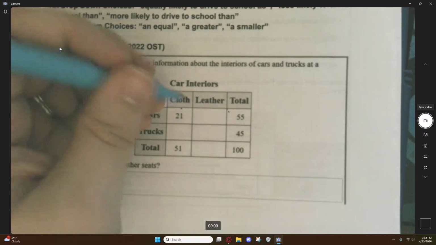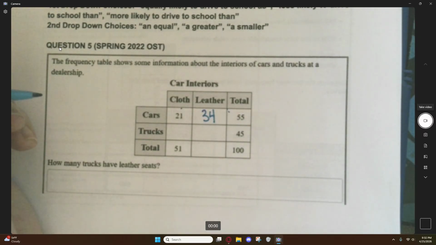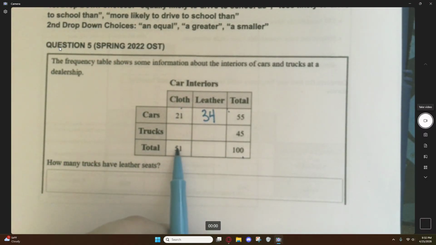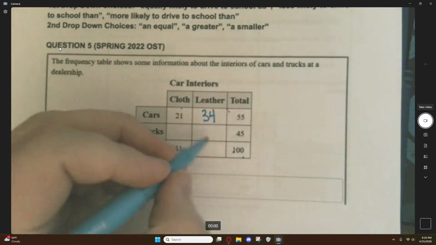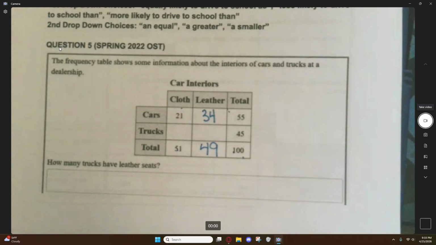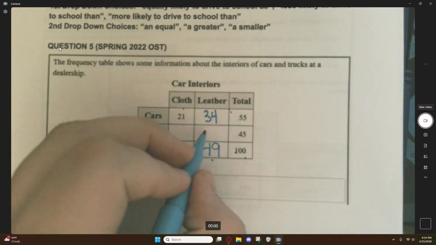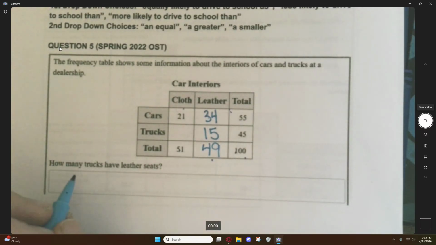55 minus 21 is 34. That gives us how many cars have leather seats. Your total here also, 51 have cloth seats. Out of 100, 100 minus 51 means you have 49 remaining. And then, based on that, you could do 49 minus 34 to find out 15 trucks have leather seats. And oh, hey, wow, that's the question. How many trucks have leather seats?